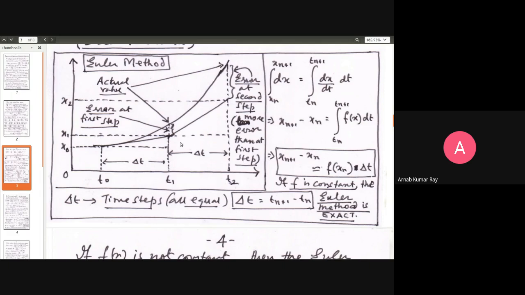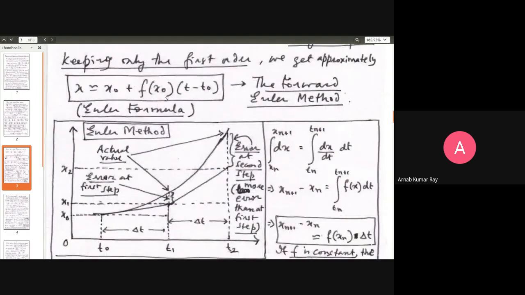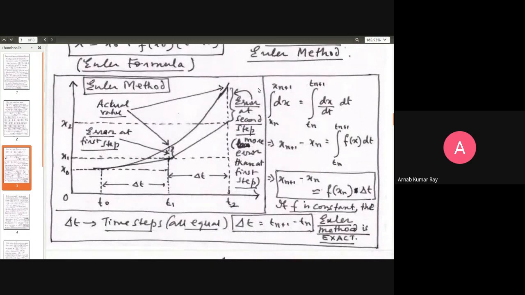So the whole point of integrating by the Euler method, this is integrating by the Euler method, where we have treated f(x) as if it is a constant, and we have taken it out of the integral, and then this thing I'm writing with the two limits, tn plus 1 minus tn, which is delta t. Delta t is equal to tn plus 1 minus tn. Delta t, time steps all equal.